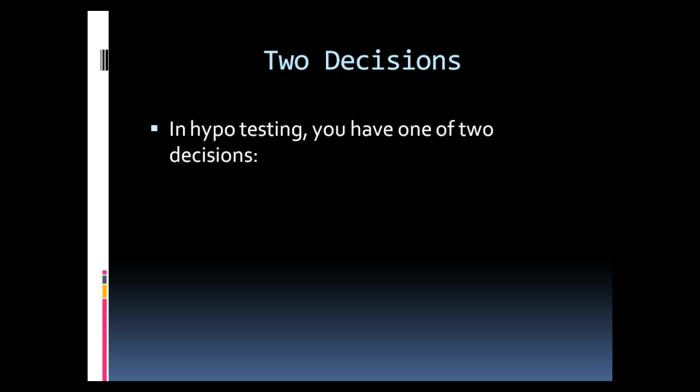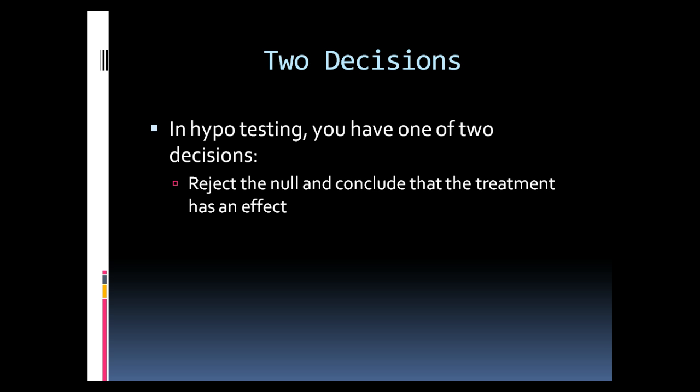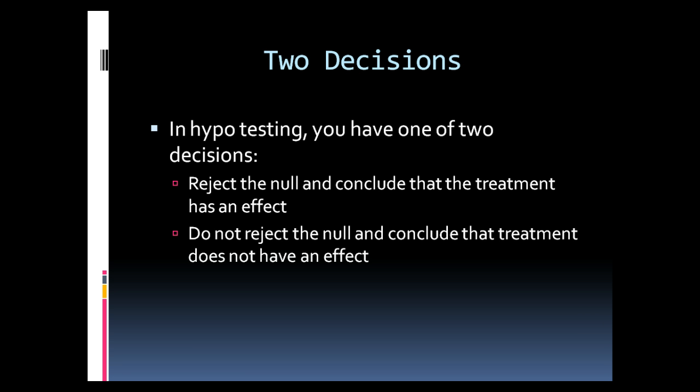So, in hypothesis testing, you have one of two decisions. You could reject the null and conclude that the treatment has an effect, or do not reject the null and conclude that the treatment does not have an effect. So those are your two decisions. Reject the null and say the treatment has an effect, or do not reject it and conclude the treatment does not have an effect.